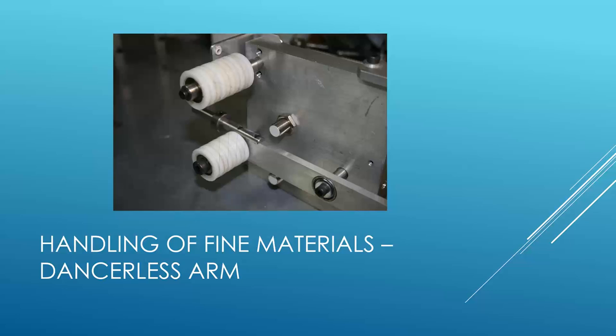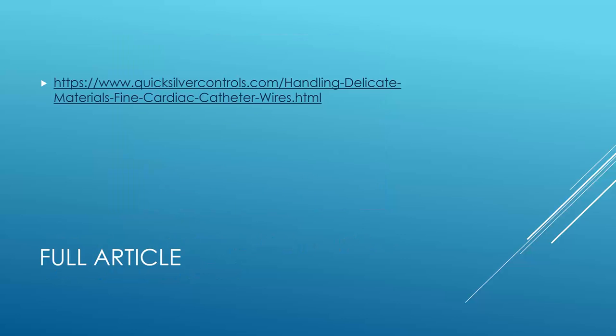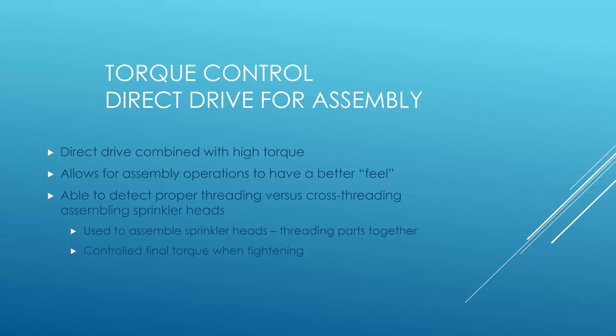Here's a picture of it. The same thing was also used for winding thread, single silk fibers. Denier is a gram per kilometer, and they get down to about 5 denier materials in here, which are very hard to handle without damaging. So just an example if there's something delicate that you have to handle. And we've got a full article up on our webpage if you want to see it.